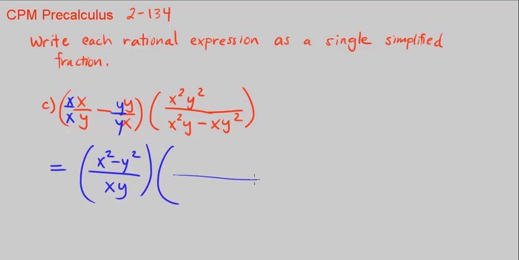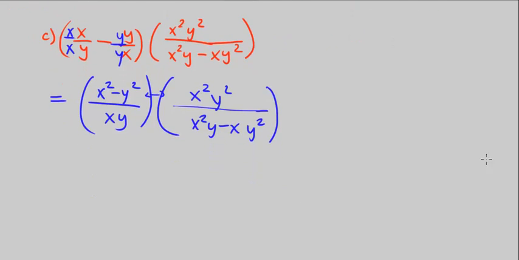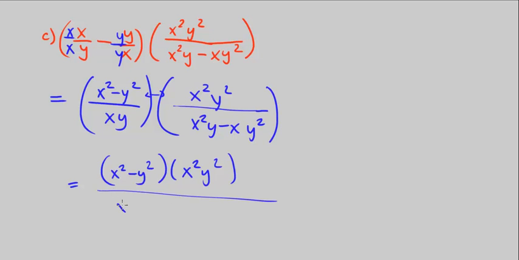Okay, now that we have a common denominator, we can add these in the numerator together. And now we can go ahead and multiply across, right? So this is just equal to x squared minus y squared times x squared y squared over xy times x squared y minus x y squared.